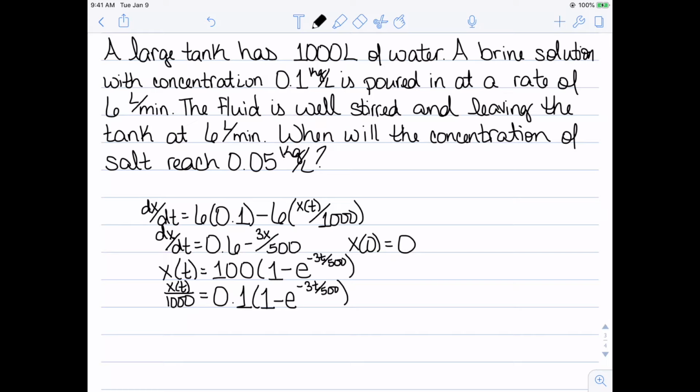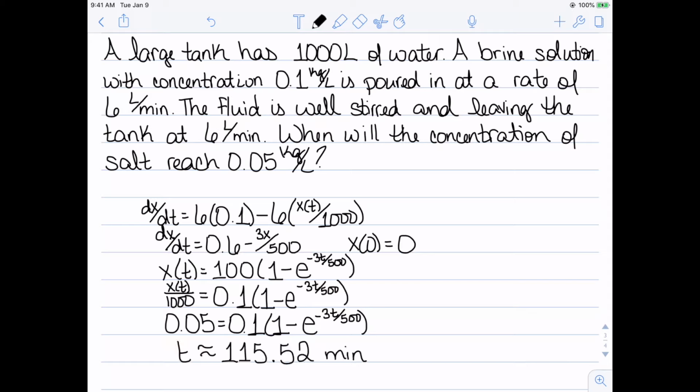And we want to know when the concentration is going to be equal to 0.05. So this left-hand side needs to be equal to 0.05. And from there, we just need to solve this equation. And I won't go through the details of solving this equation here, but once we do, we get that t is approximately 115.52 minutes.